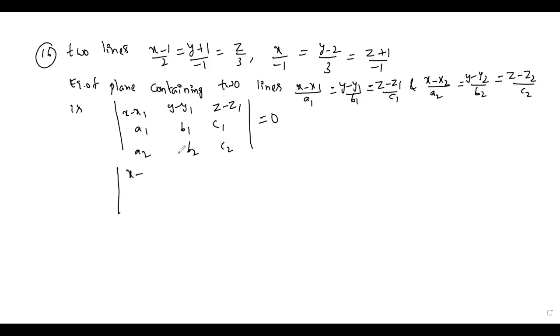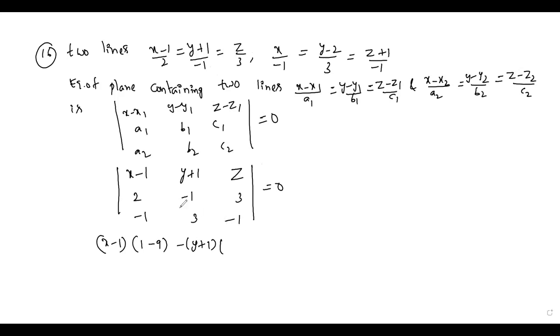Here x minus x1. Now compare: my x1 is 1 here. Y minus y1, that is y plus 1. Same term only, the numerator as you taken. That is z minus z1 is z, nothing is there. This is a1 b1 c1, this is a2 b2 c2: 2, minus 1, 3; minus 1, 3, minus 1. Expand this: x minus 1 into minus 1 into minus 1, 1 minus 9.